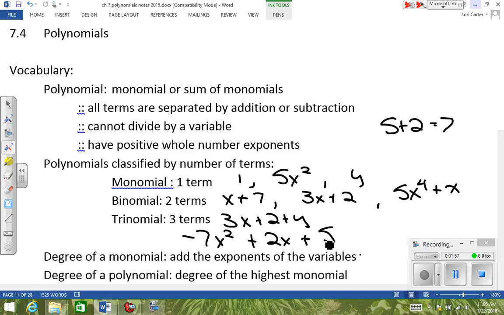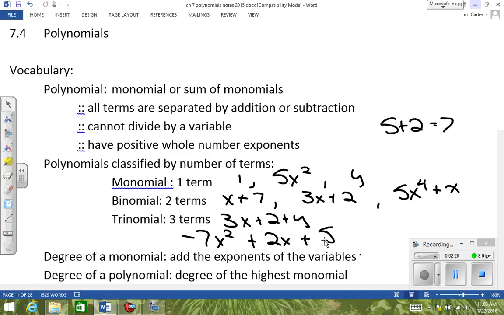Okay, everybody good? Wait, if it was negative 7x squared plus 2x plus 5y, would that be a polynomial? Yeah, but they're called poly's. Oh, okay. All right.